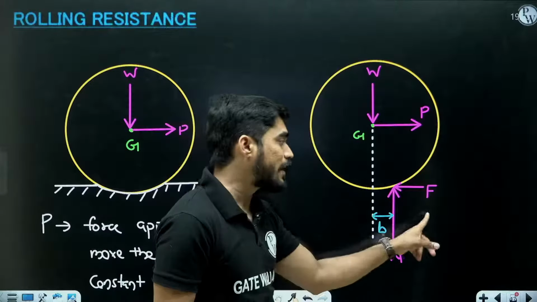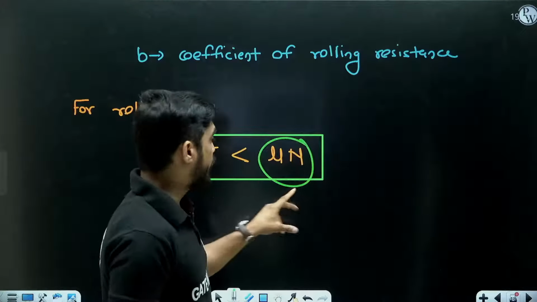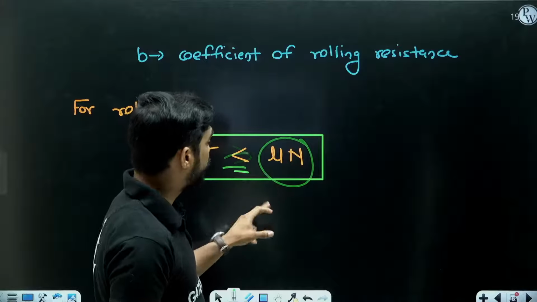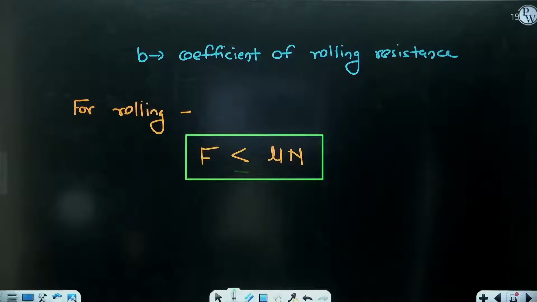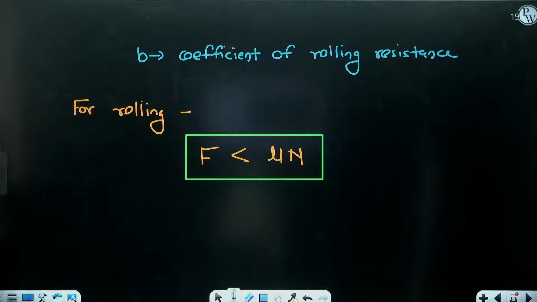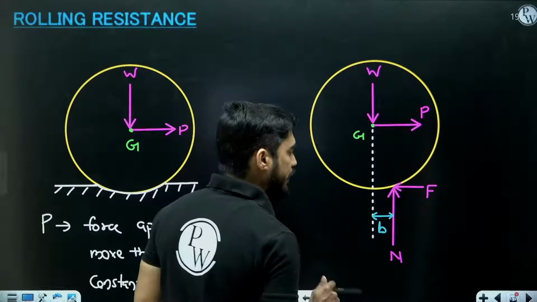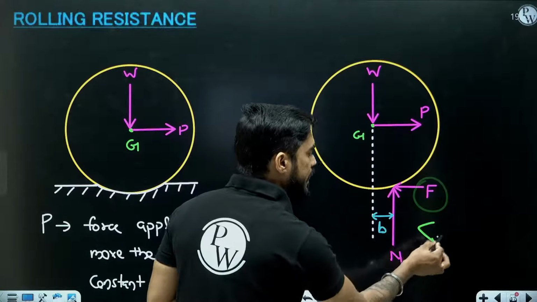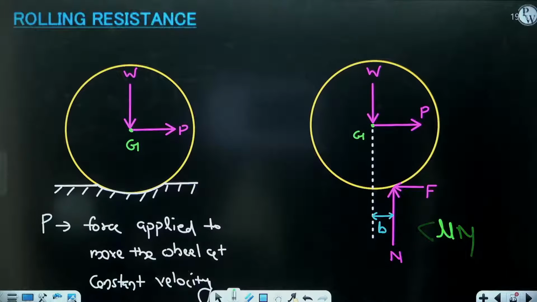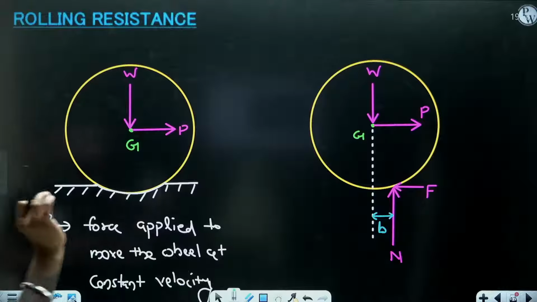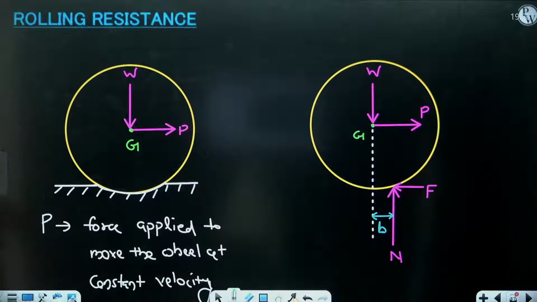We will calculate the value of F and check whether it is less than mu into n or not. If it becomes greater than mu into n, it means there is sliding happening, so the concept of rolling is not applicable. So if you are assuming that the wheel is rolling, then F will be less than mu into n. So here we will not write the friction force as mu n, we will write just F. Okay, so this is the concept of rolling resistance.